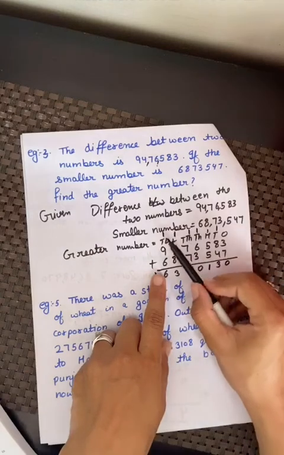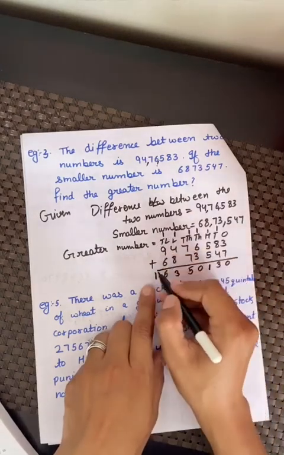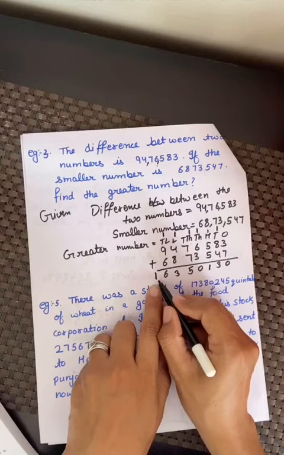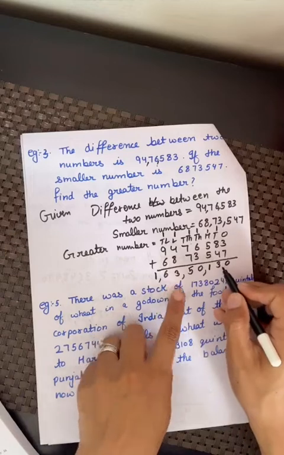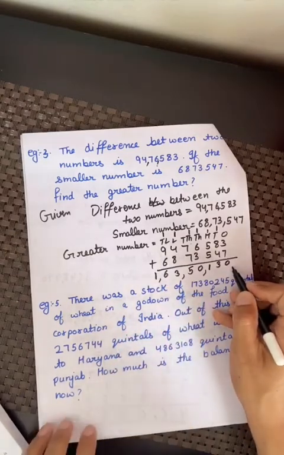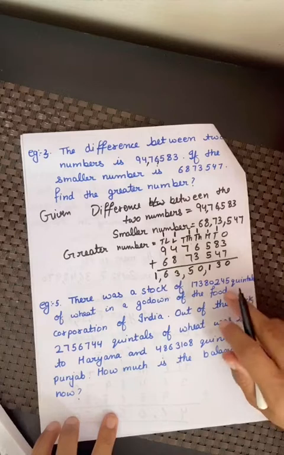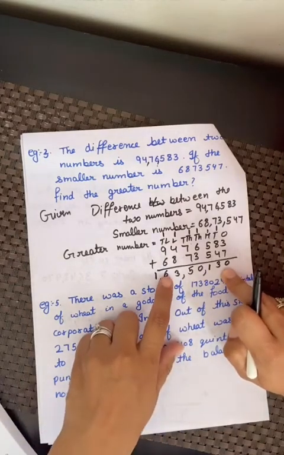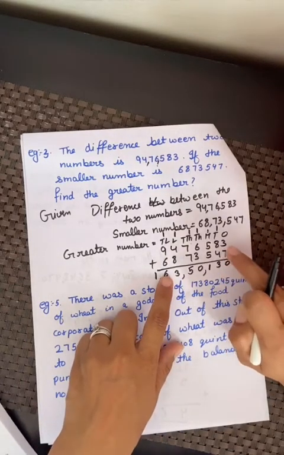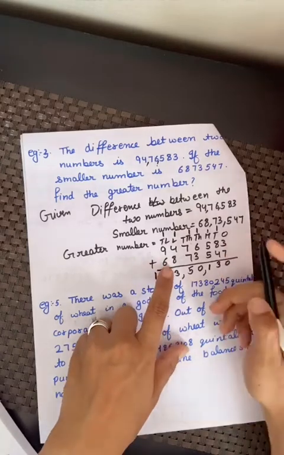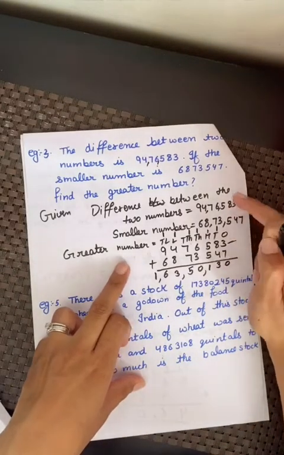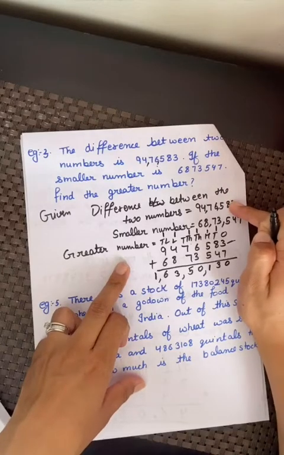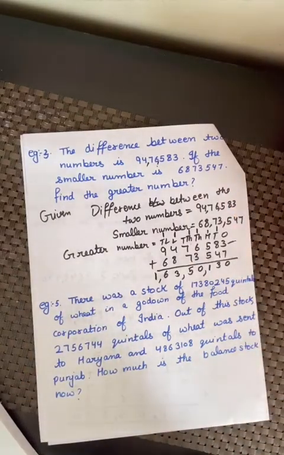So our greater number is 1 crore 63 lakh 50,130. Basically this is our greater number, and if we subtract the smaller number from the greater number, we will get this difference. So to find the greater number, we are adding the smaller number and the difference between the two numbers. Okay, let's move to the next question.